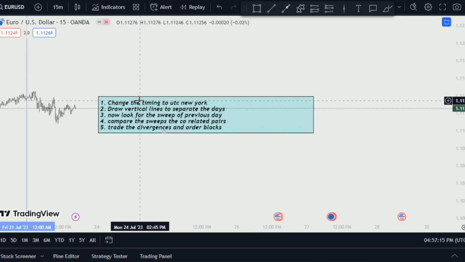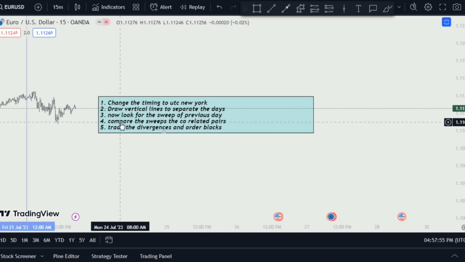Okay, so this is what we're gonna do in this strategy. The first step will be changing the timing. I will show you how to change it. Then the next step will be drawing some vertical lines, and the purpose is to separate each trading day. So I will show you where to draw these lines. And then after drawing these lines, we will look for the sweep of the previous day's highs and lows. So we will draw some horizontal lines. And then after drawing those horizontal lines, we will compare the sweeps of the correlated pairs.